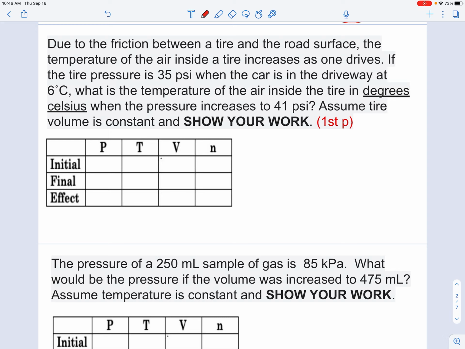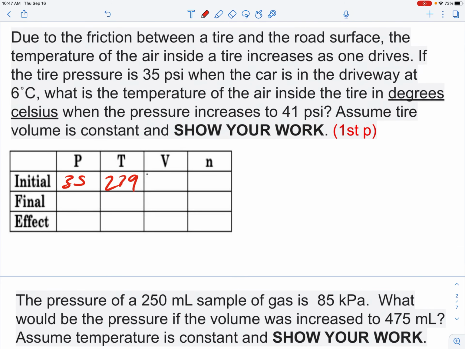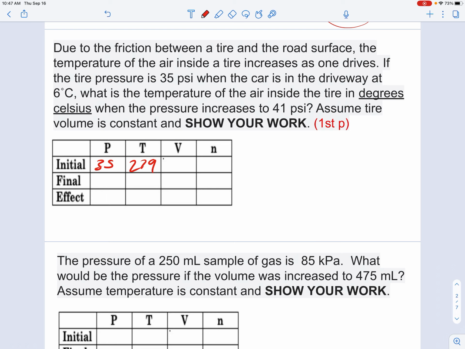Due to friction between a tire and road surface, the temperature of air inside a tire increases as one drives. If the tire pressure is 35 psi when the car's in the driveway at 6 degrees Celsius, we're going to put that in Kelvin, so that's going to be 279. What is the temperature of the air inside the tire in degrees Celsius when the pressure gets to 41? So what is the temperature inside the tire when the pressure gets to 41?